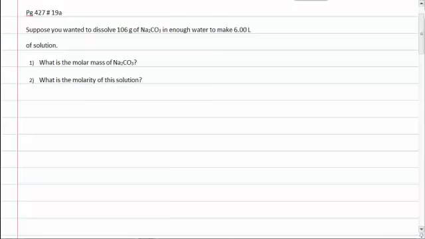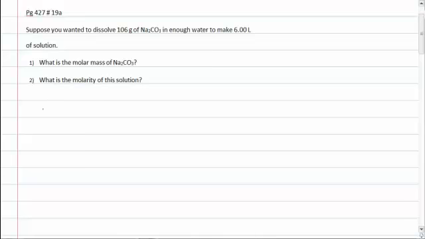In this video, we'll be going over the molarity homework on page 427, numbers 19, 20, and 21a. Number 19, suppose you want to dissolve 106 grams of sodium carbonate in enough water to make 6 liters of solution. First question, what is the molar mass of sodium carbonate?